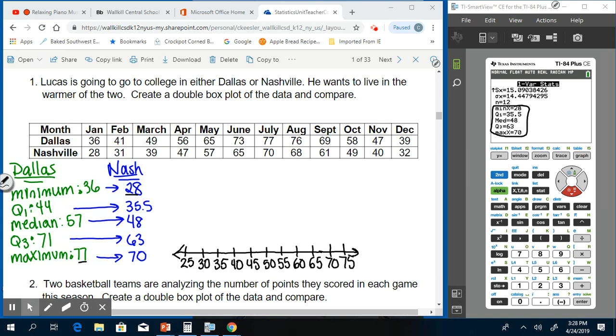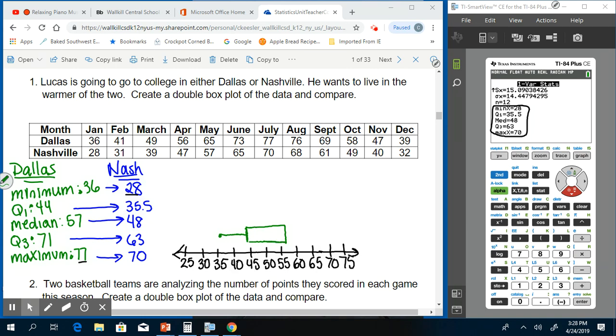All right, now we're going to draw both of our box plots. So I'm going to have Dallas in green and Nashville in blue. When you're doing it, you're going to label them so that it's obvious which one is which. So starting with Dallas, I'll put that on the bottom. We start at 36, so a little bit past 35. We put a dot, and then that's going to bring us to 44 for the first quartile. So that's 25% of our data right there. Then all the way over to 57.